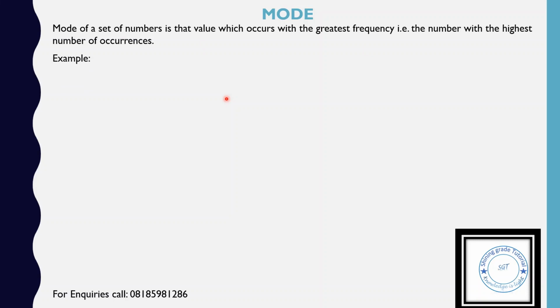So let's take an example. Look at the set: 2, 2, 5, 7, 9, 9, 9, 10, 10, 11, 12, and 18. The set of observations here has the mode 9. Why? 9 occurs 3 times, and no other number occurs 3 times. 2 occurs 2 times, 5 just once, 7 once as well, 10 twice, 11 once, 12 once. So the highest number of occurrences is 9, so 9 will be the mode of the observations.